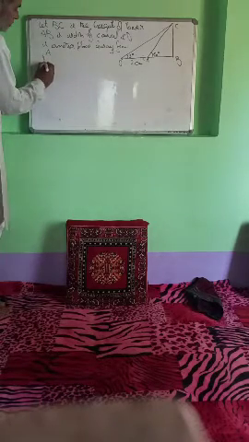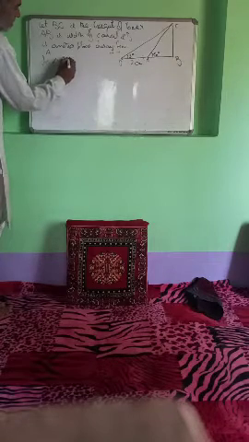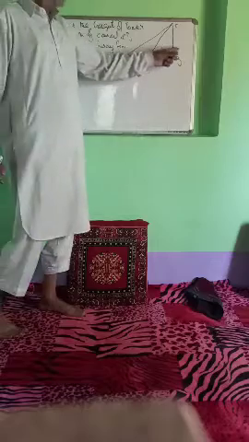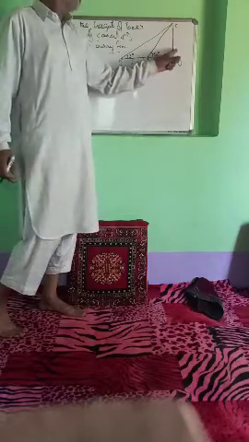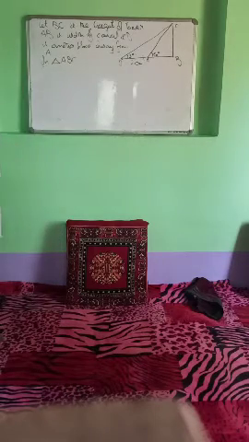In triangle ABC, yes, ABC, since we have to find this BC as well as AB, first of all we will try to find this BC. That means the side opposite to the given angle.